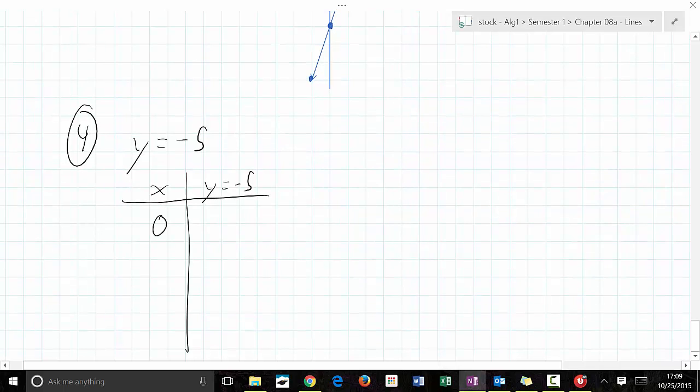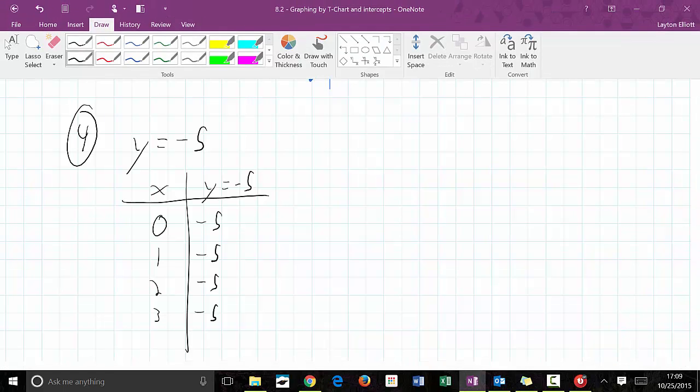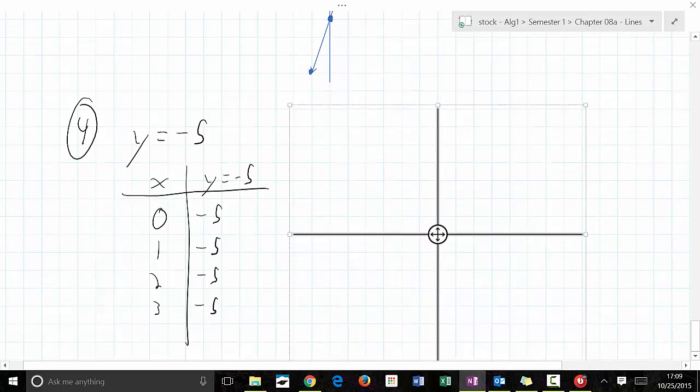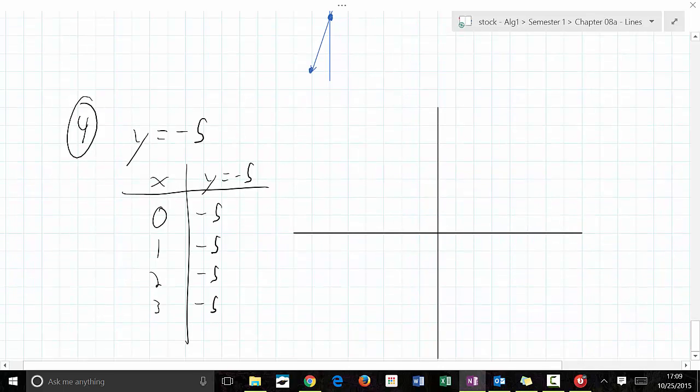When I plug in 0 for x, y is negative 5. When I plug in 1 for x, y is still negative 5. When I plug in 2 for x, y is negative 5. When I plug in 3 for x, y is negative 5. Just put a few ordered pairs down, and as I build this graph, I know that when x is 0, y is negative 5. When x is 1, y is negative 5. When x is 2, when x is 3, basically if I connect all those points, I'm going to get something that looks like this. It's a horizontal line, and it's basically at y is negative 5. So that's what that looks like.